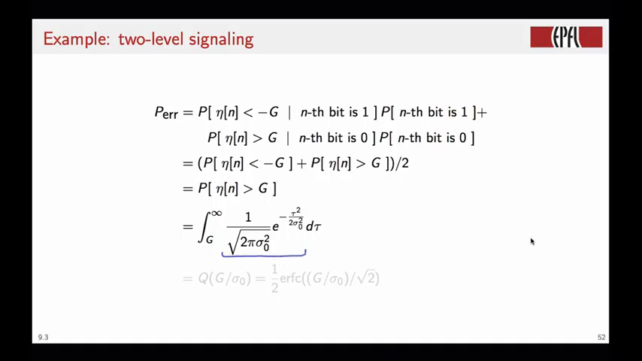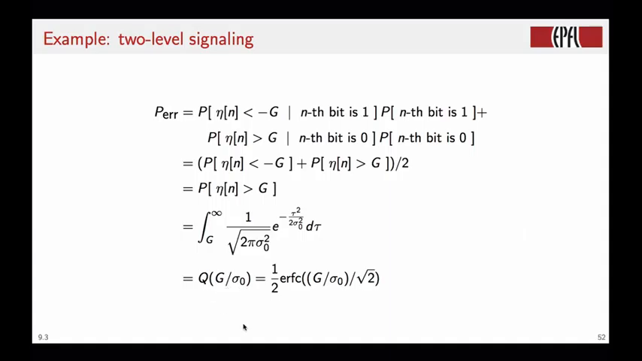So what we have here is the tail probability of a Gaussian with standard deviation sigma 0. So this is the integral that we're trying to compute. Usually the tail probability of a unit variance Gaussian is indicated by the notation Q of g, the Q function of g. Now because our variance is actually sigma 0 squared, we have to normalize the Q function argument by the standard deviation, and we find that the probability of error is equal to the Q function of g over sigma 0.